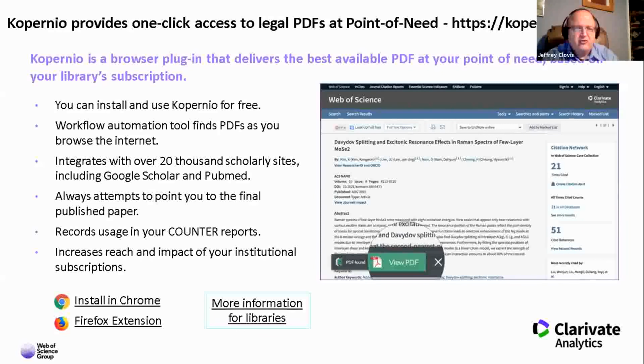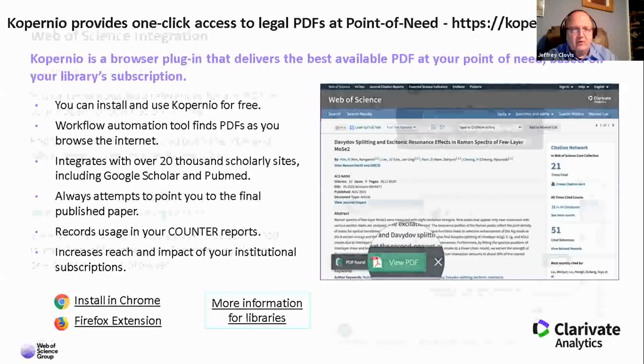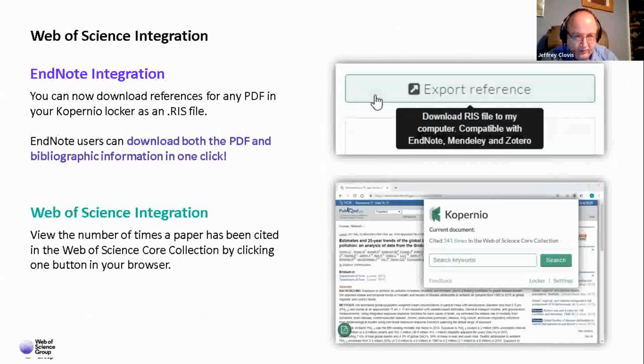It increases reach and impact of your institutional subscriptions and also goes out to the full text. Everyone who downloads Copernio then gets a locker and you can manage your full text while you're searching. It's also been integrated into EndNote so that users of EndNote can now download both the PDF and the bibliographic information in one click. And it's been integrated with the Web of Science, because Copernio is also available using PubMed and Google Scholar.